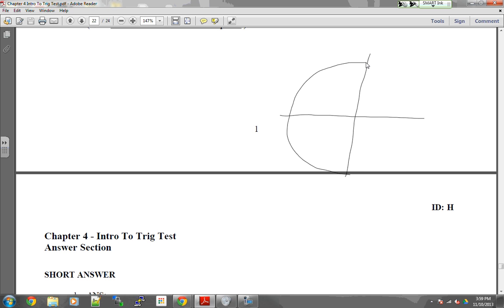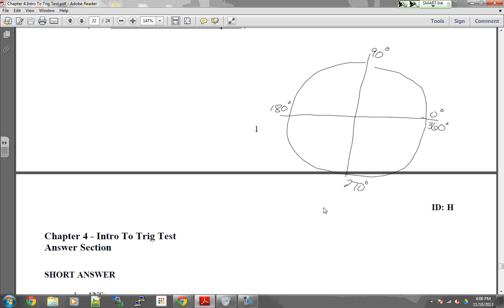Alright, basically this is 0 degrees, 90 degrees, and I wanted you to do it in degrees and radians. Okay, and then back to 360. So that's your unit circle in degrees. And I also wanted you to do it in radians.